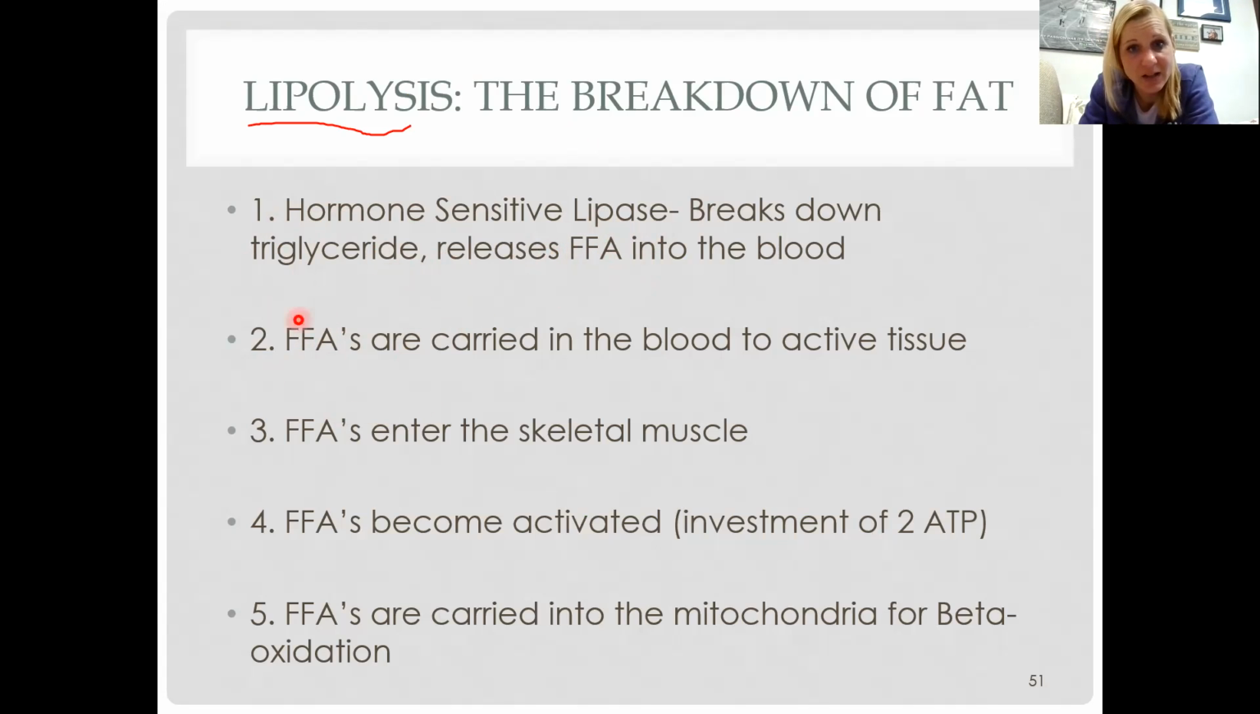Okay, those fatty acids are then going to be carried in the blood to active tissue. Okay, and that just means any muscle that I'm using during that exercise bout. So I'm going to carry those fatty acids to the active tissue. Those fatty acids are going to enter into whatever muscle cell that I'm using. So in the biking example, maybe they're muscles in my quads. Okay, those fatty acids are going to become activated. So we're going to have a little bit of an investment of ATP in order to get those fats ready to go. And then they're going to be carried into the mitochondria for something known as beta oxidation.